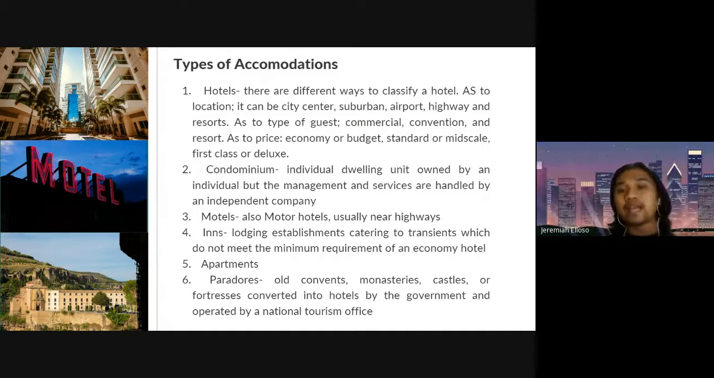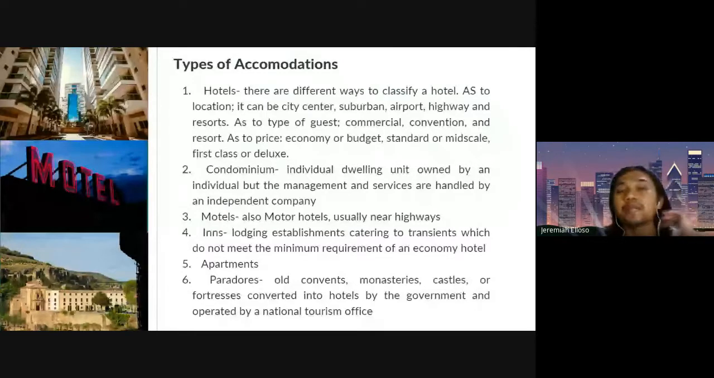As to the type of guest, hotels can be classified as a commercial hotel, meaning to say for commercial use, convention hotel to accommodate guests in the convention industry, because the MICE industry is very active. However, because of the pandemic, it was put on hold. But pre-pandemic, there is a greater market for the MICE goers, and of course, resort hotel.